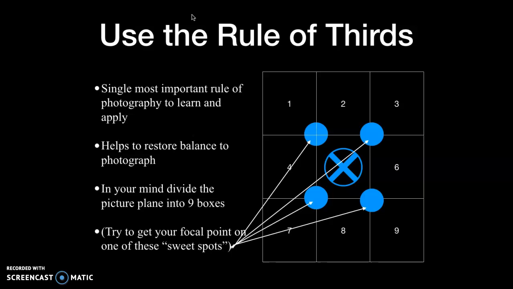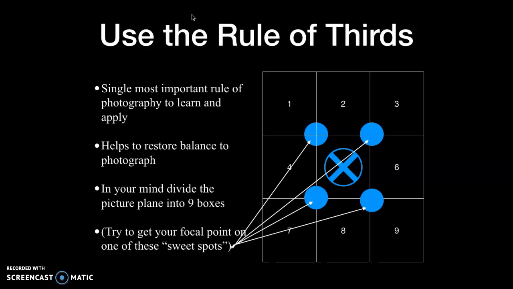And look at that. The first line in my presentation on the subject is that it's the single most important rule of photography to learn and apply. If you remember nothing else from all of these videos, I hope that you remember what the rule of thirds is and how to use it. The rule of thirds helps to restore balance to a photograph. Oftentimes, if we put things in the center, it feels really heavy and static, but when we put things outside of it, on these intersection points, or along the intersecting lines, we get more dynamic compositions. There's more room for movement and more room for interpretation.